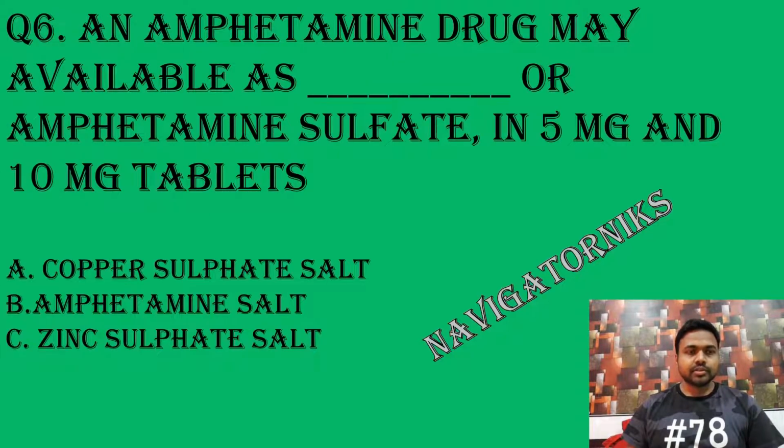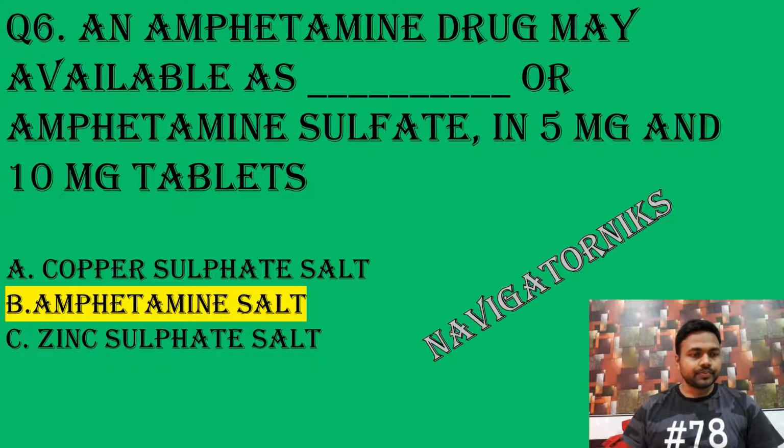Question number 6. An amphetamine drug may be available as dash or amphetamine sulfate in 5 mg and 10 mg tablet. Option A copper sulfate salt, B amphetamine salt, C zinc sulfate salt. And the correct option is B amphetamine salt.